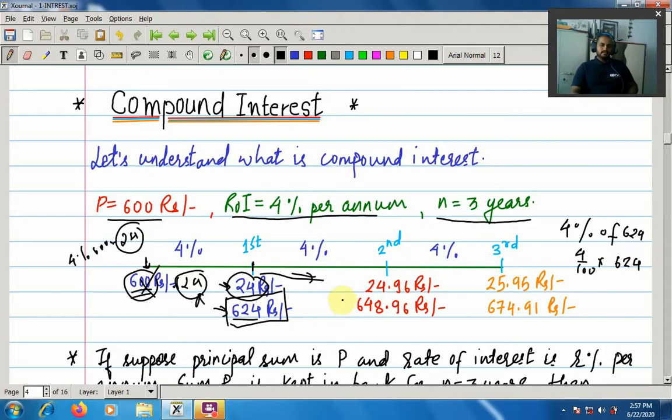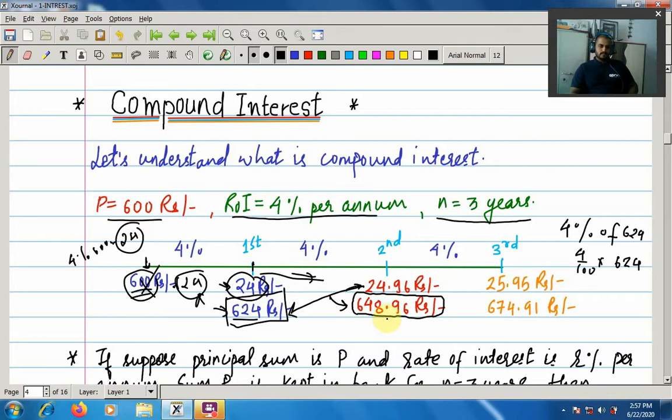I have done all the calculation. It comes this much, 24.96 rupees. This is my extra money for second year. So total money in my account, just add this extra money into this principal. How much do I get? I get this much, 648.96 rupees. You see, my money is increasing at the end of every year.